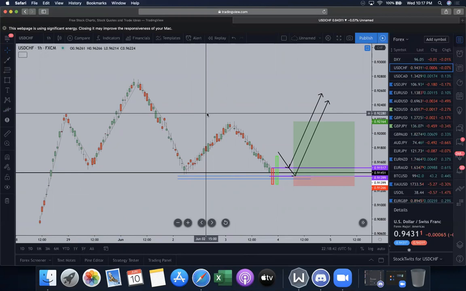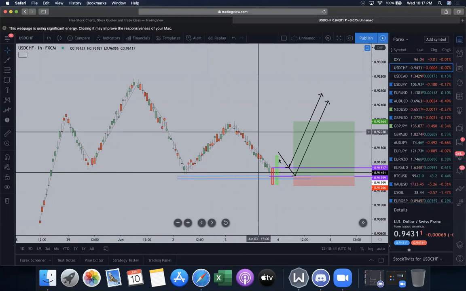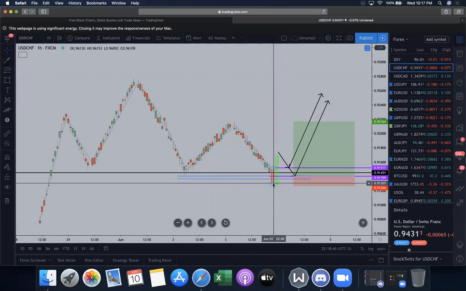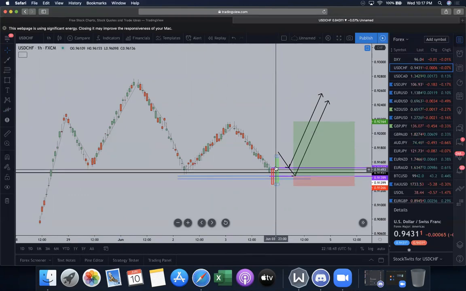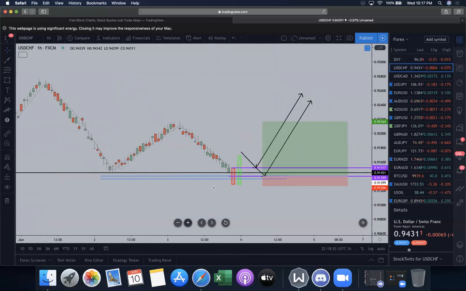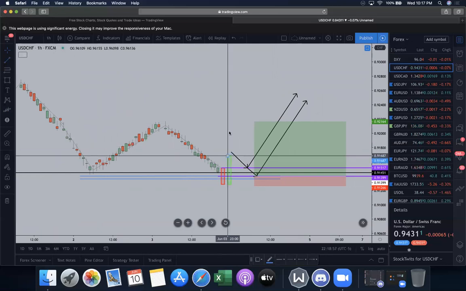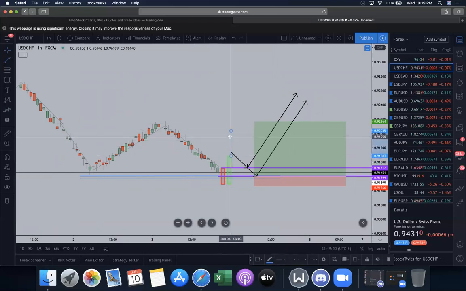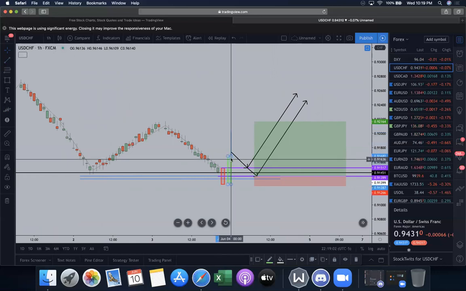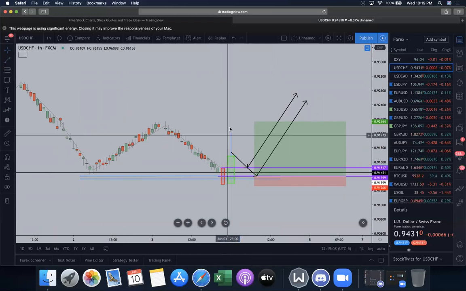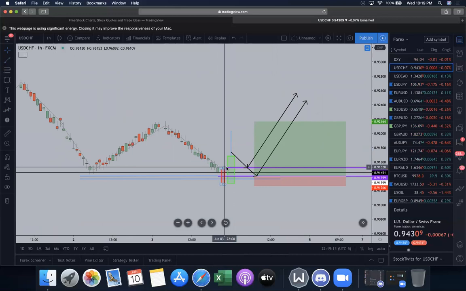Engulfing candle setup: covering the body or covering the wick too? The body. So down move to the lows, bullish engulfing. The candle body has to close above this candle here. You could even see a really big wick that comes down and still closes bullish engulfing. Still valid.